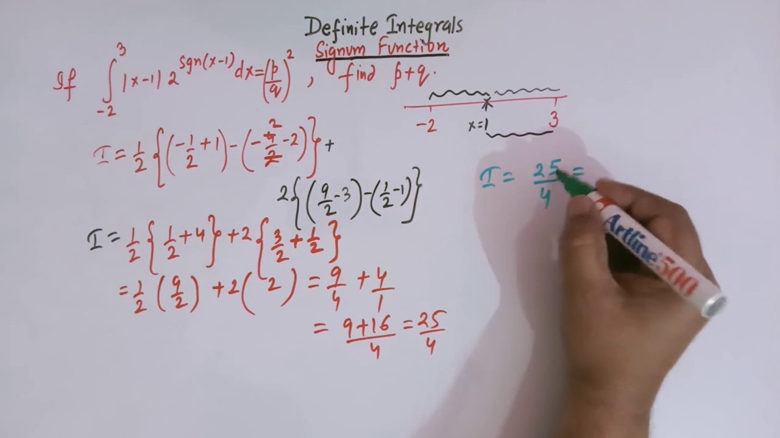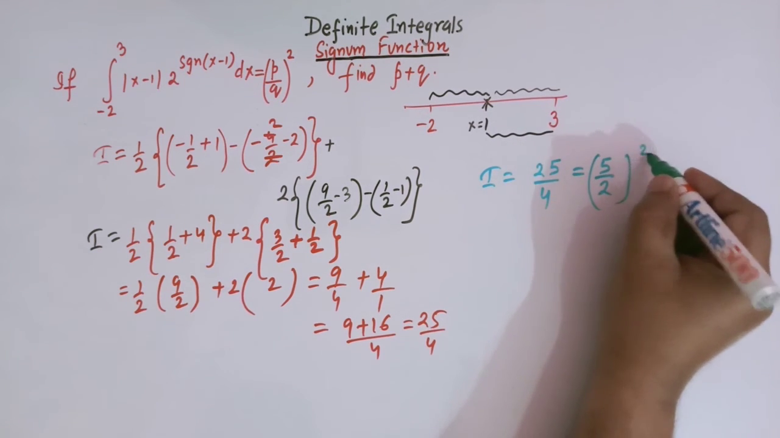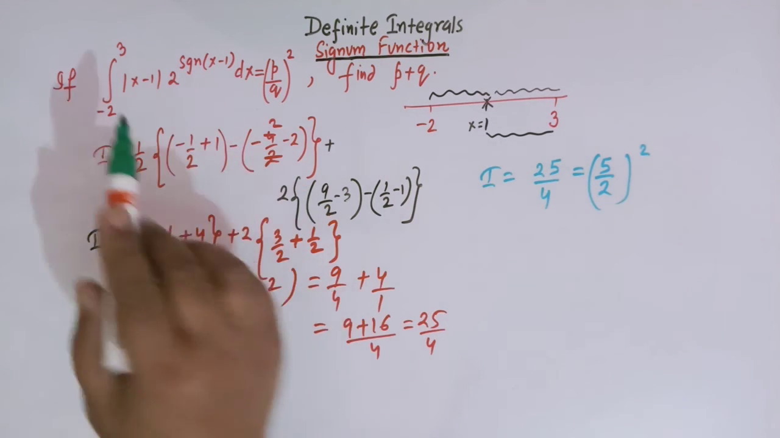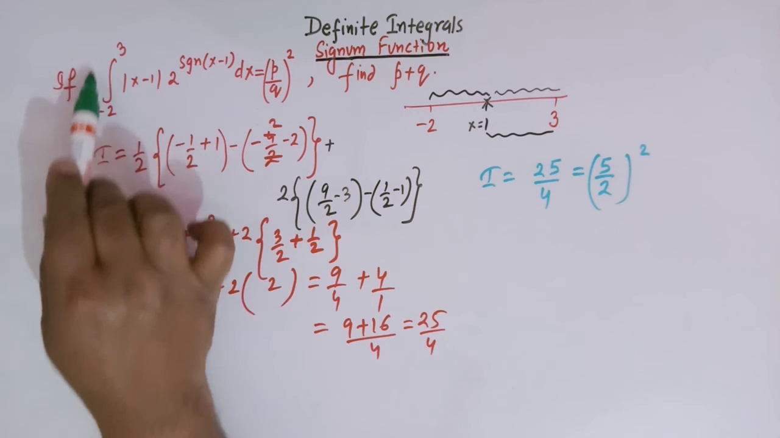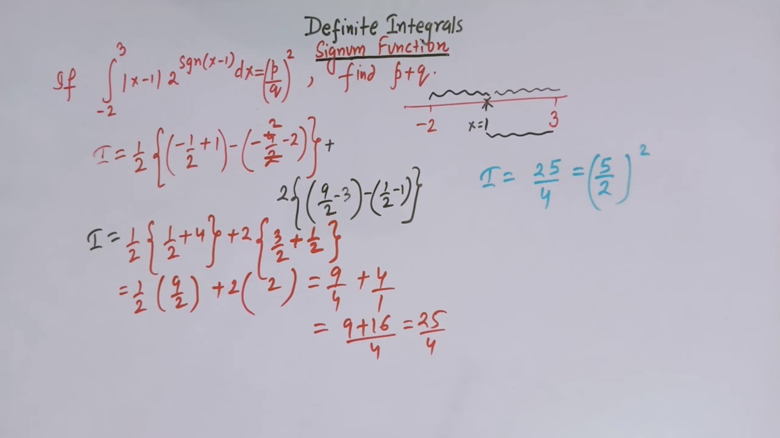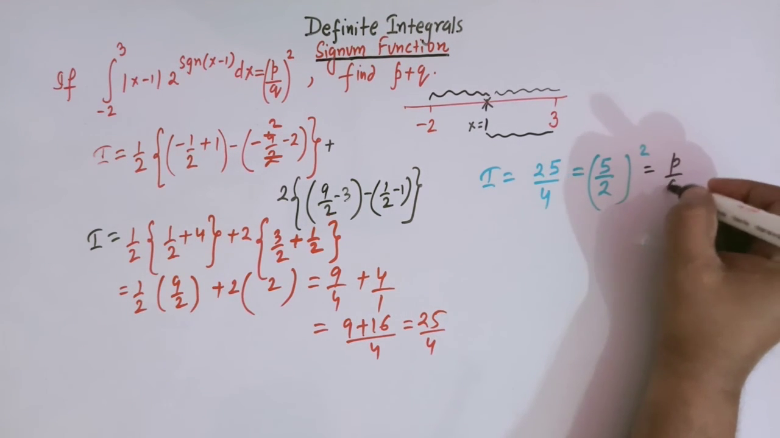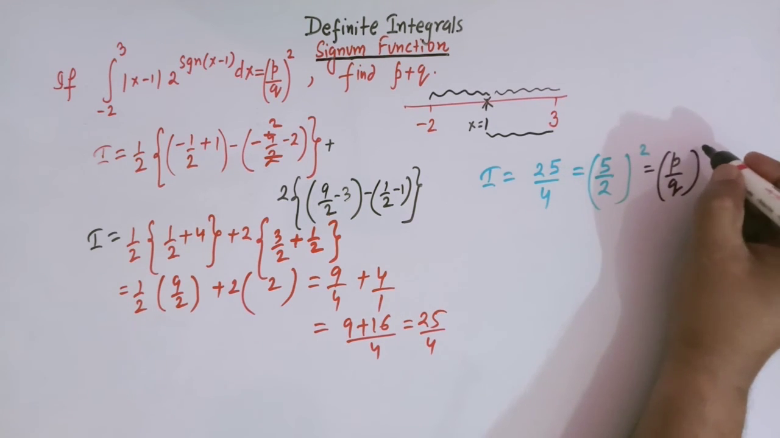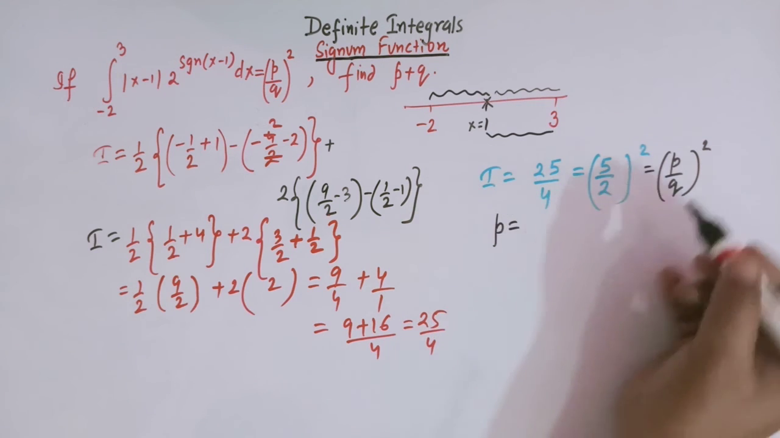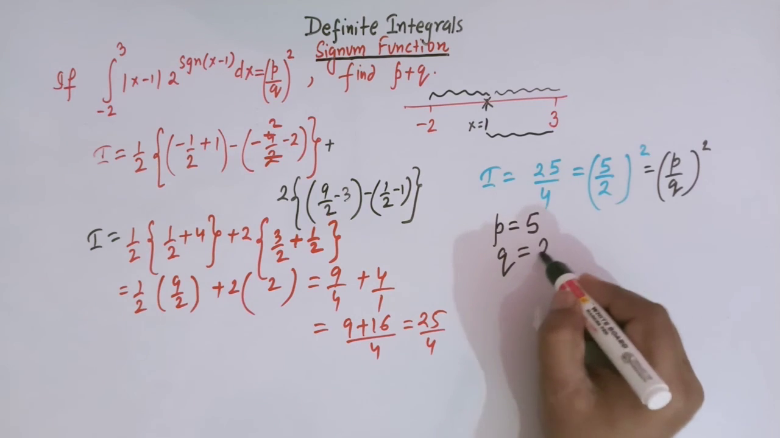And now we can write 25 over 4 as 5 over 2 whole square, right? 5 square is 25, 2 square is 4, and now here we are given the value of this integral as p over q whole square, right? So here we are given in the problem, that is p over q whole square, and now if we compare, we see that the value of p is 5, the value of q is 2, right?